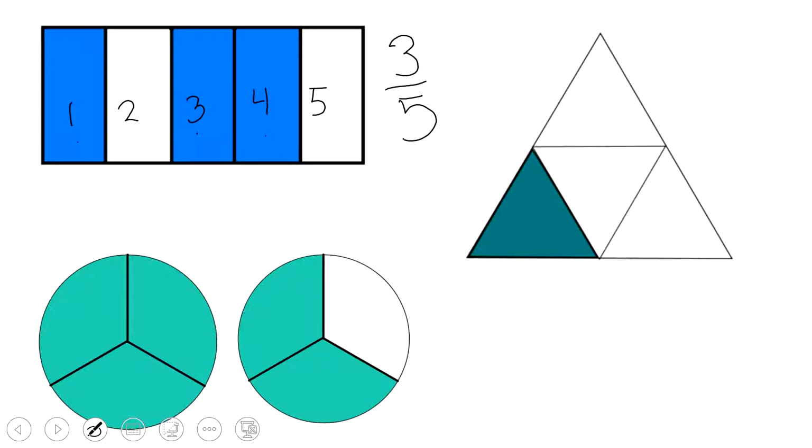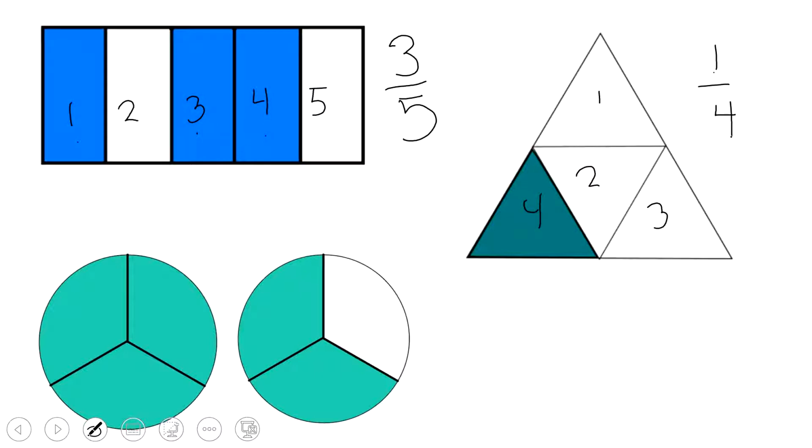If I look at this triangle, the exact same thing. I've got 1, 2, 3, 4 pieces. I could say that one piece is shaded green, so the fraction of this shape that's shaded green is 1/4.